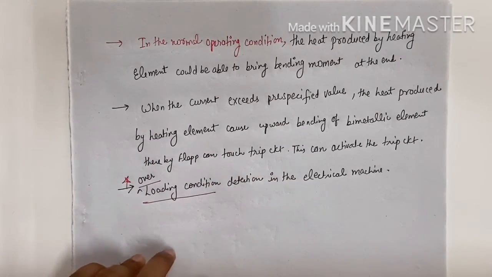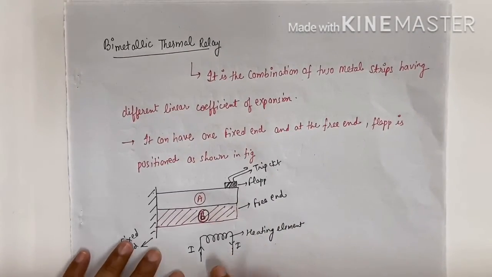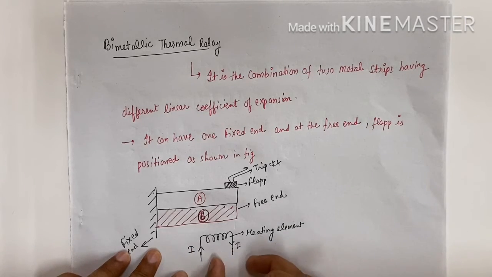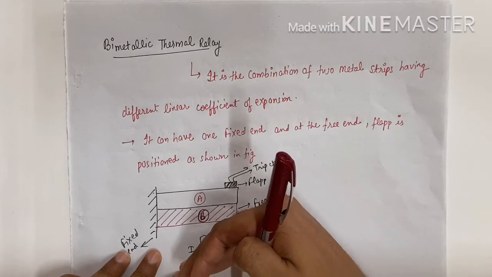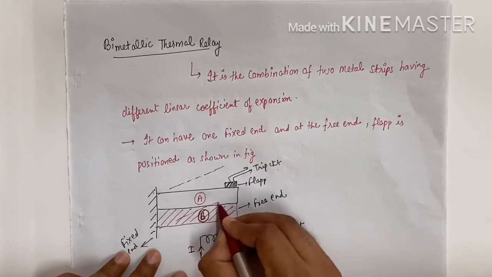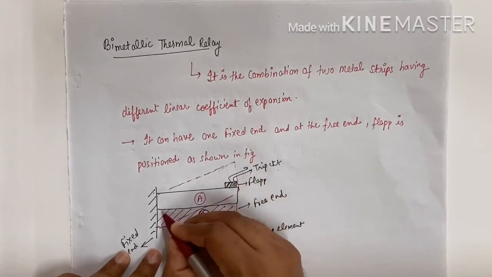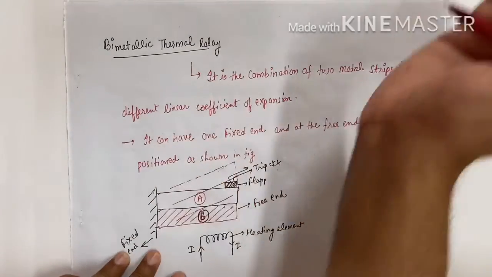Now in bimetallic, whenever the current exceeds the pre-specified value, the heat produced by the heating element will make the bimetallic thermal relay move in the upward direction, like in this fashion. This moves in the upward direction. Okay, when this moves in the upward direction, the flap will touch the trip circuit.